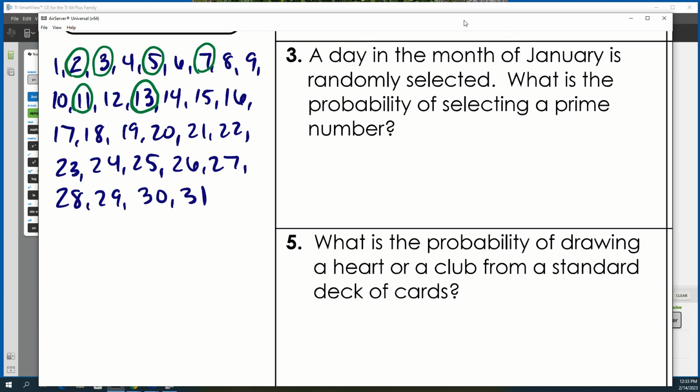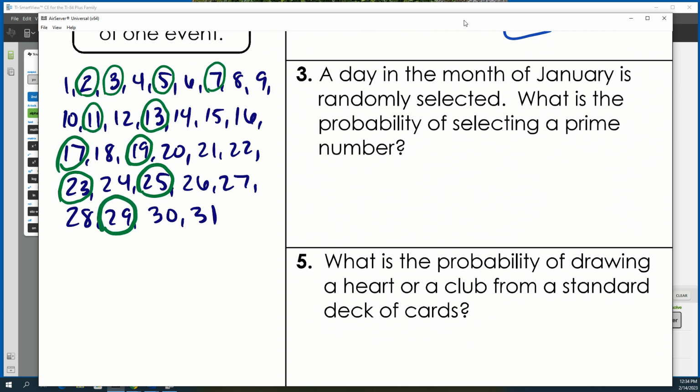What about 17? 17 is, yeah. What about 19? 19 is prime. 21 isn't because 3 and 7 divide into 21. What about 23? I'm asking you to think a lot on the spot, and you probably haven't thought about prime numbers in a long time, but 23 is prime. What about 25? No, because 5 divides into it. 27. 3 and 9 divide into 27. 29 is prime. And 31 is prime.